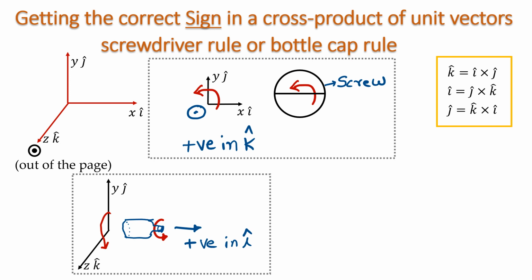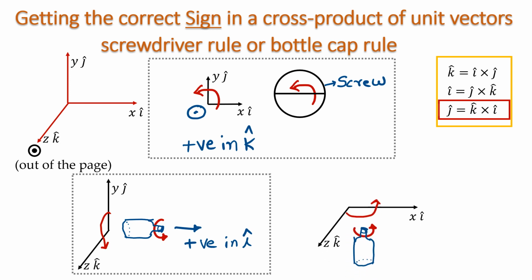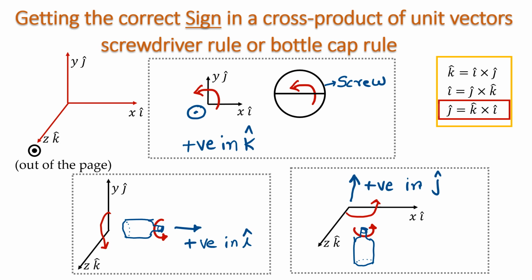Now we focus on unit vector j is equal to k cross i. Now we draw x and z plane, it's like a floor, and we place the water bottle. And now going from k to i essentially means moving up, and up is positive in j, and hence k cross i gives you positive unit vector j. I hope that is easy to remember.